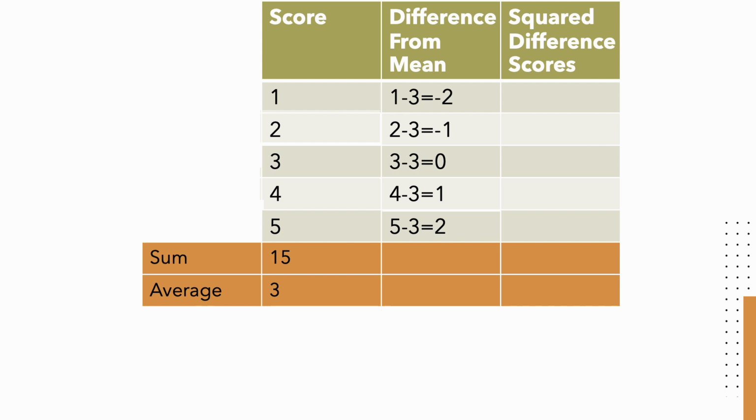So to find the average, I have to add up all the scores. Negative 2 plus negative 1 plus 0 plus 1 plus 2 equals 0. Then I have to divide by n, the total number of scores. There are 5. 0 divided by 5 is 0. So on average, my scores differ from the mean by 0 units. That's not right. That would mean all my scores are the same. So what's going wonky here?